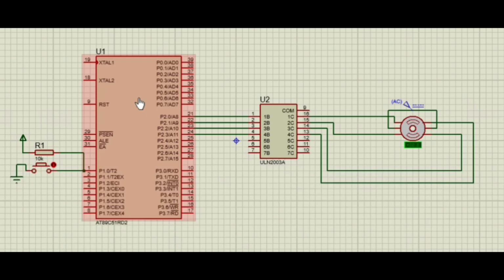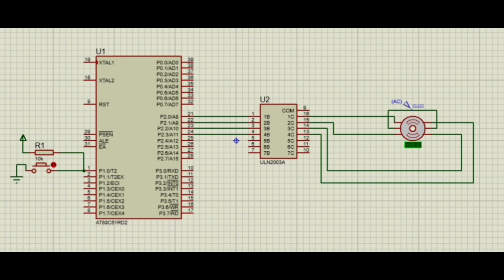Here firstly we have used a microcontroller IC which acts as a current source, a step motor and some basic components. The motor requires more current than the microcontroller can supply. So the ULN2003A acts as an interface to safely drive the motor coils.